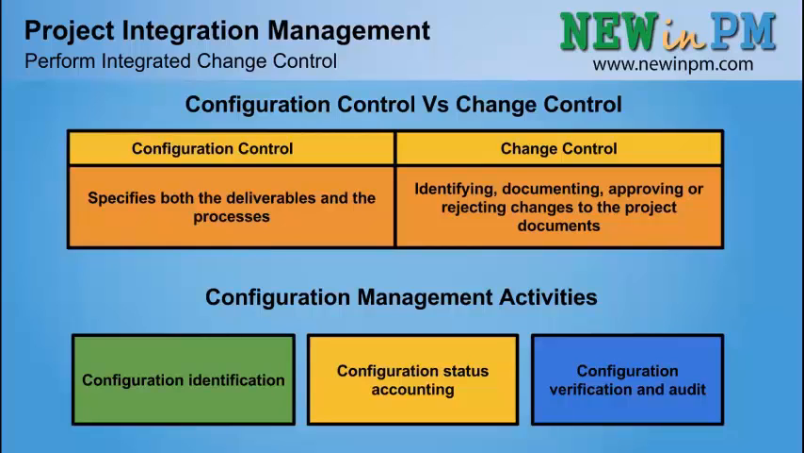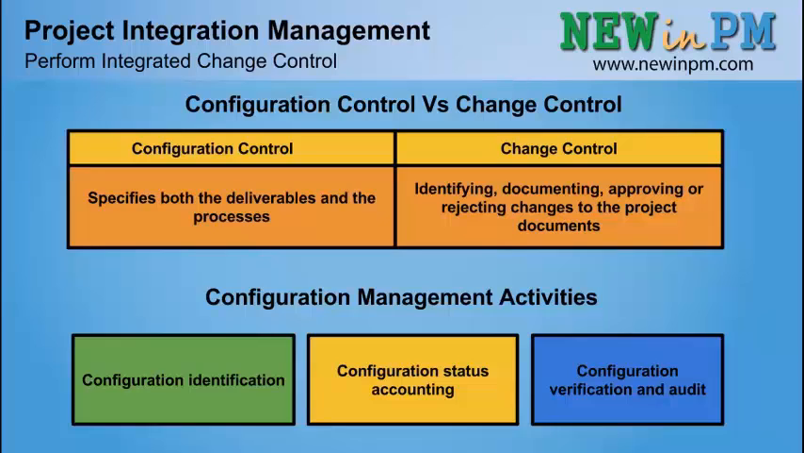Configuration control versus change control. We classify this into two here. The first one is configuration control, which specifies both the deliverables and the processes that are involved in the project. The second one, change control, is responsible for identifying, documenting, approving, or rejecting the changes to the project documents.